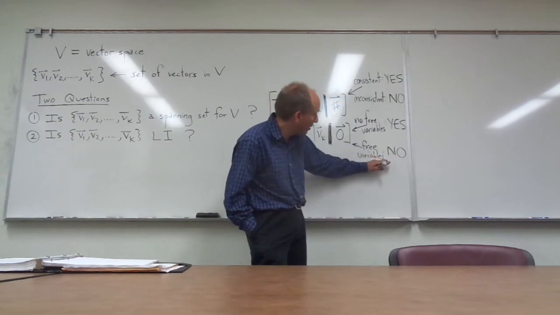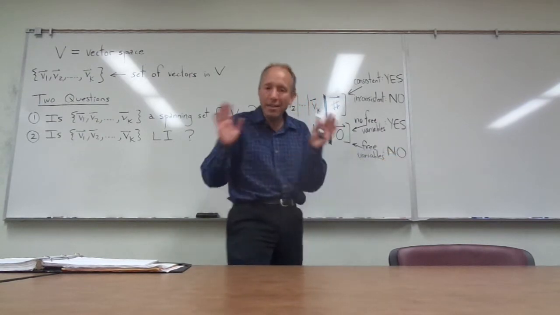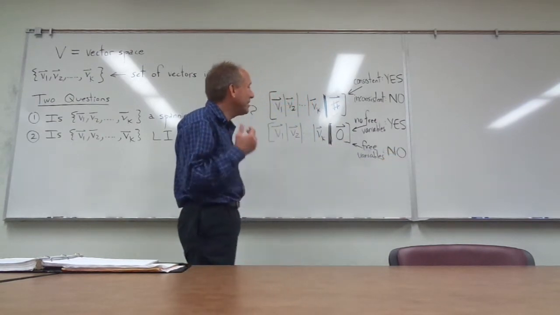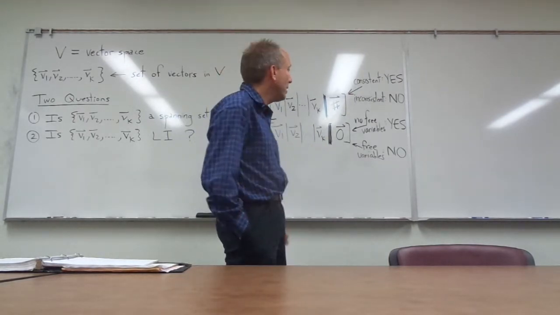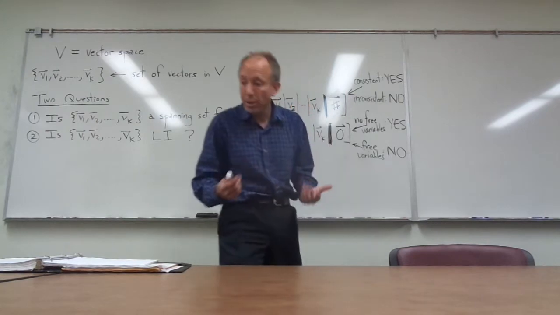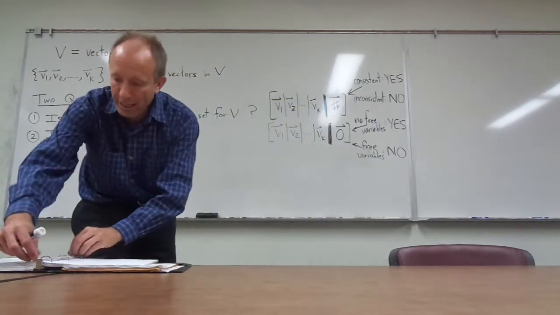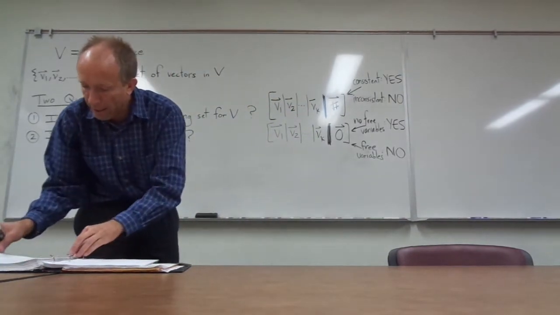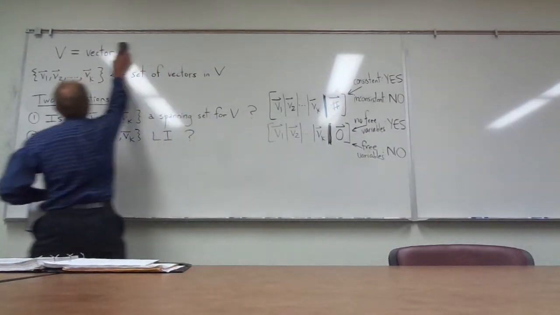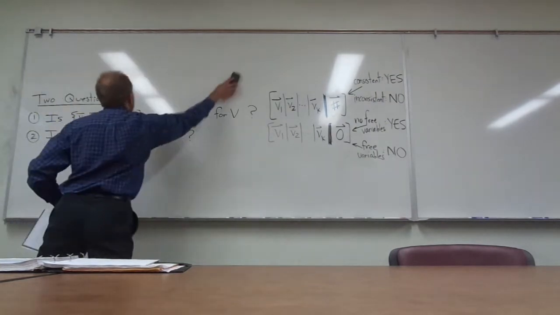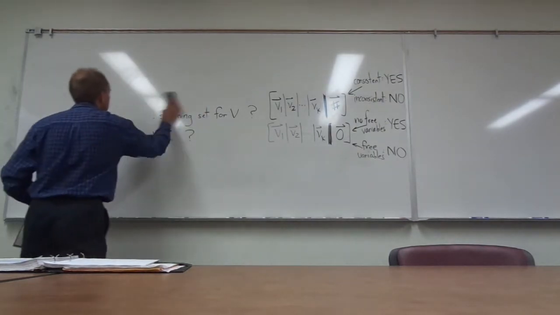So if there are free variables, then that's a bad thing in a sense. It means that the vectors in your set were LD. Okay, and in fact, you can use the free variables to represent the linear dependency that is there. Let me give you an example of this. Okay, so let me come back over here and let's just try an example.